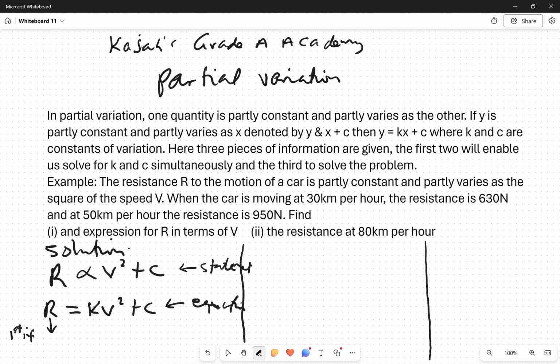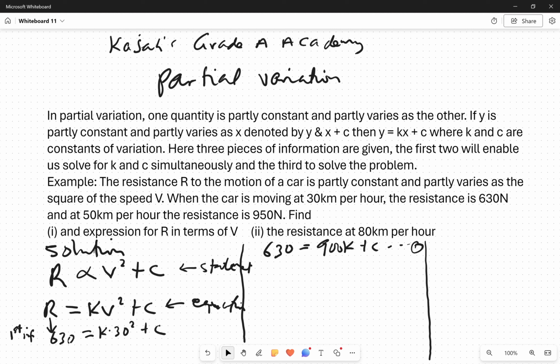The resistance is 630 Newton. So 630 is equal to k times v squared, and the car is moving at 30 kilometers per hour, so that is times 30 squared plus c. So this will give us 630 is equal to 30 squared, which is 900, k plus c. This is equation 1. Let's go to the next one.